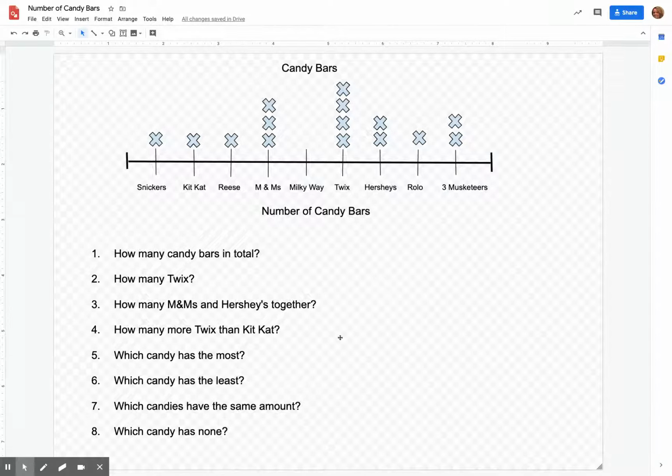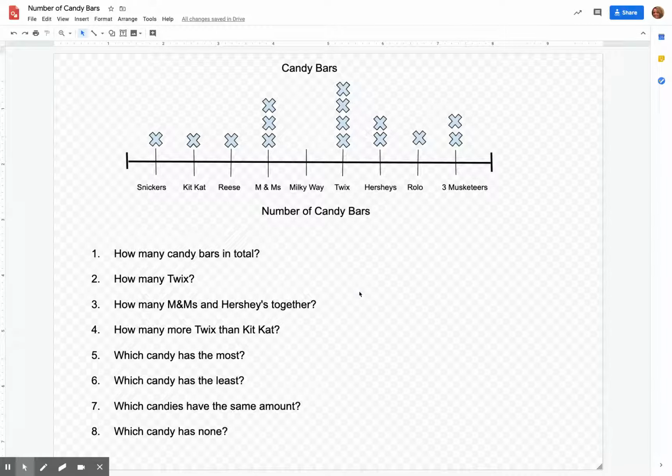These are the kind of questions that you should be able to answer when looking at a line plot graph. So let's analyze first. We've got our different kinds of candy bars here, and then we've got the number of that candy bar represented with our X's. So for example, there's one Snickers bar, there's one Kit Kat, one Reese's, but there's 3 M&Ms. So let's look at our questions and see if we can answer some of these.